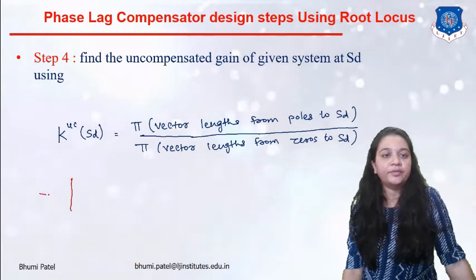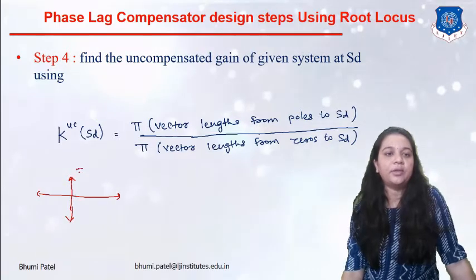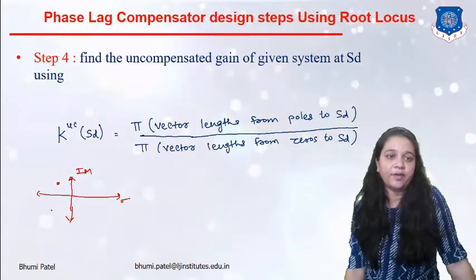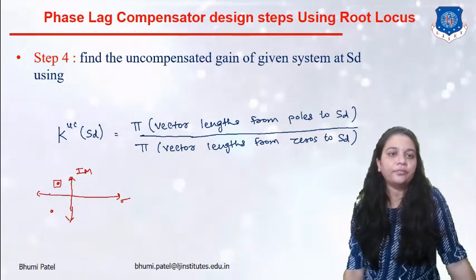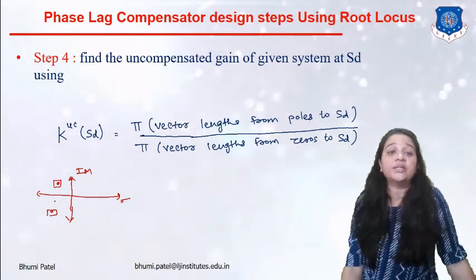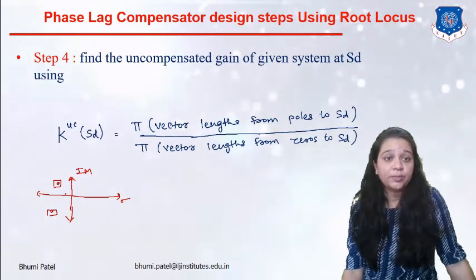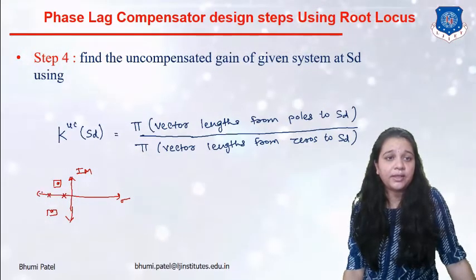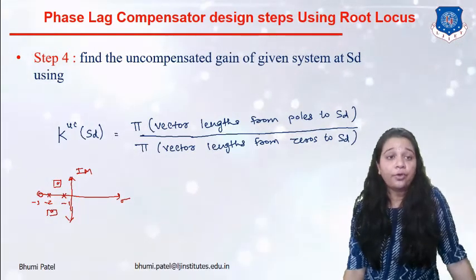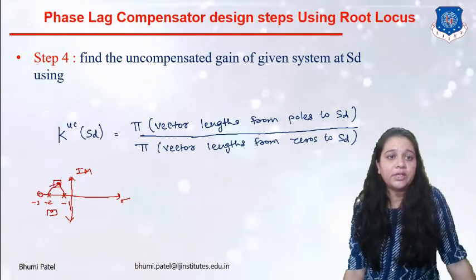Suppose in the graph, this is my imaginary axis, this is my real axis, and the SD point is given here. In step number 4, we have to find the uncompensated gain. The first is the vector length from the pole to SD. Suppose the poles are given like this and this is my 0. This is minus 1, minus 2 and minus 3. So we have to draw the line from SD to the first pole, SD to the second pole and SD to 0.